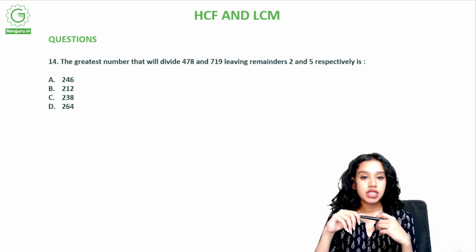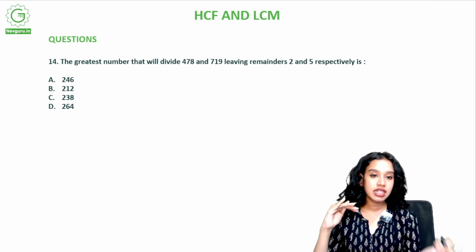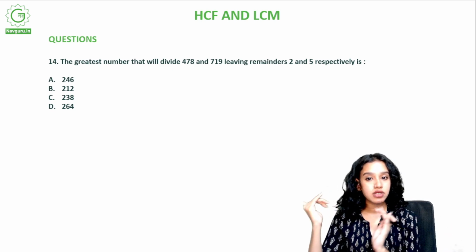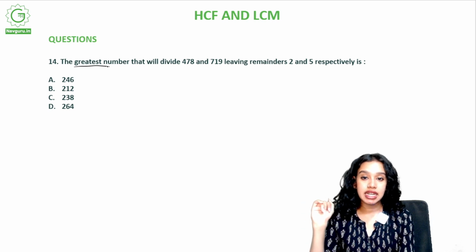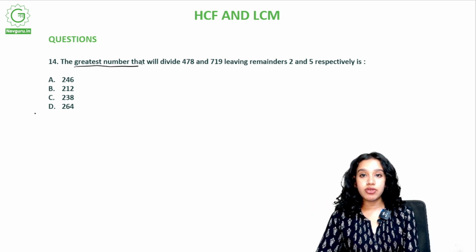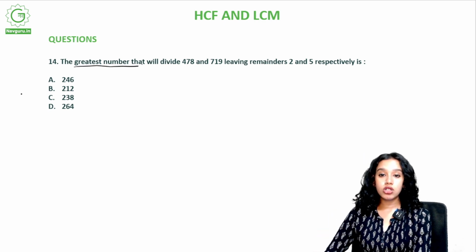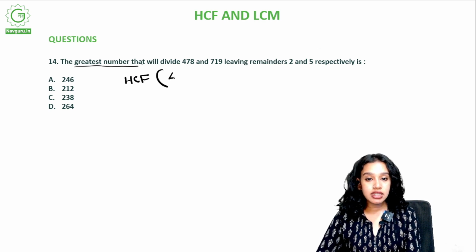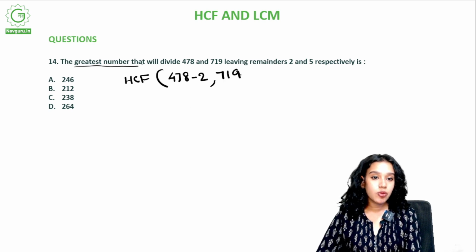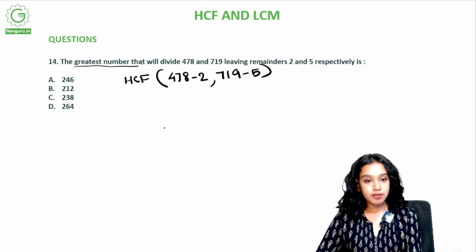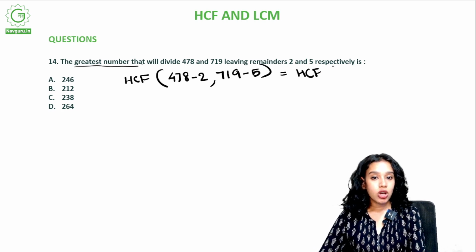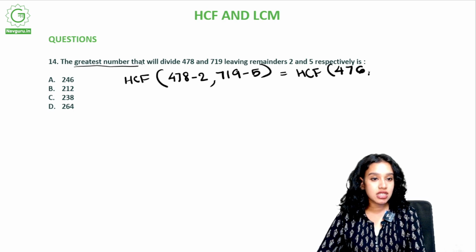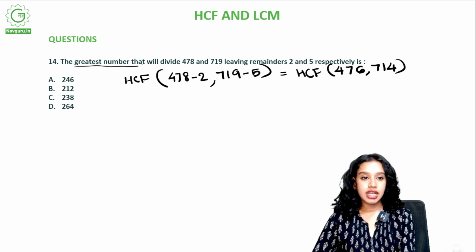Now, the greatest number that will divide 478 and 719, leaving remainders 2 and 5 respectively. So whenever you find the term greatest number, you have to know that we have to find the highest common factor. So of what do we have to find the highest common factor? We have to find the HCF of 478, which leaves 2 as the remainder, that means minus 2, and 719, which leaves 5 as the remainder, which is minus 5. So we have to find the HCF of 476 and 714, right?